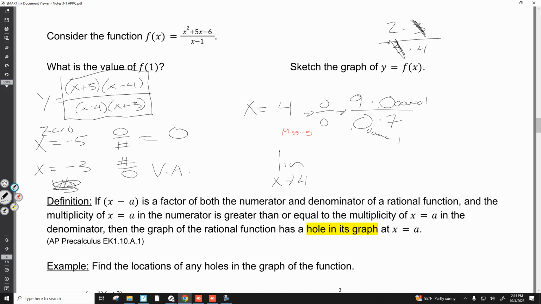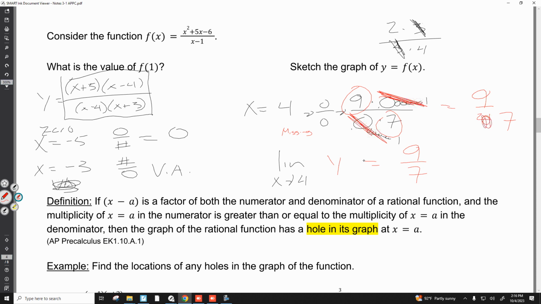That's bad. When I plug in 4, I get a 0 in the denominator. That's bad. But I can see that if I plug in something close to 4, I'm not going to end up with a number divided by 0. I'm not going to end up with an infinity. I'm going to end up with an actual location, 9/7. If I plug in something close to 4 into this y, I get something close to 9/7.